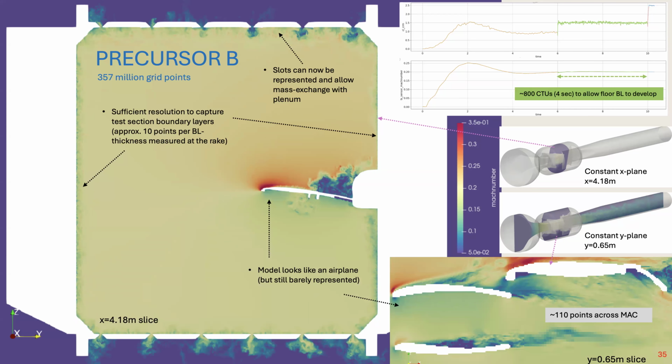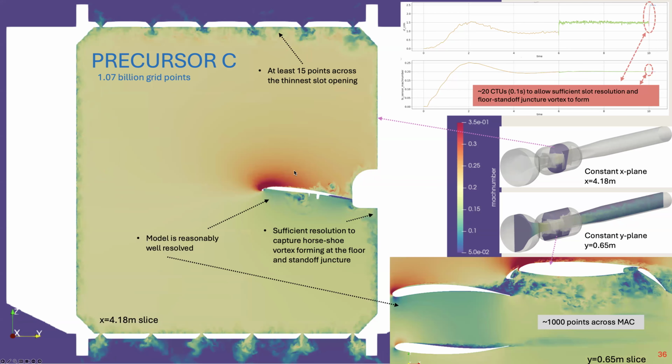And then precursor B used 357 million grid points. It has 110 points across mean aerodynamic chord. In the X constant section, you see slots can now be represented. It's not good enough, but it can be. So the whole idea is to represent the boundary layer on the tunnel wall, and usually you need like 10 points per boundary layer thickness on the rake, and the model is again represented slightly better.